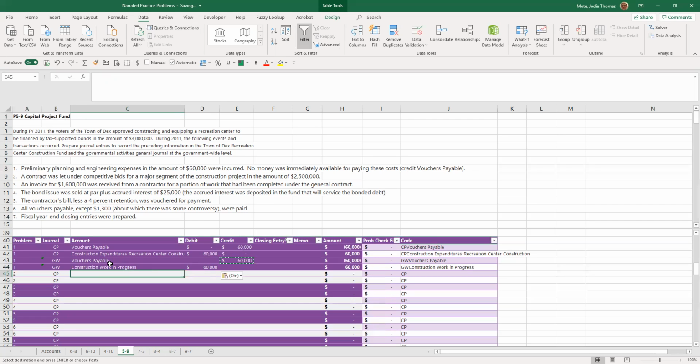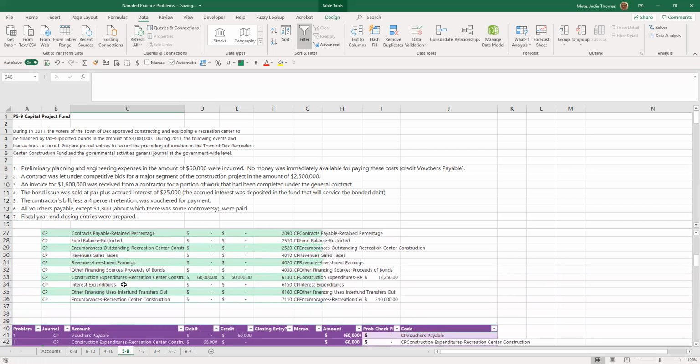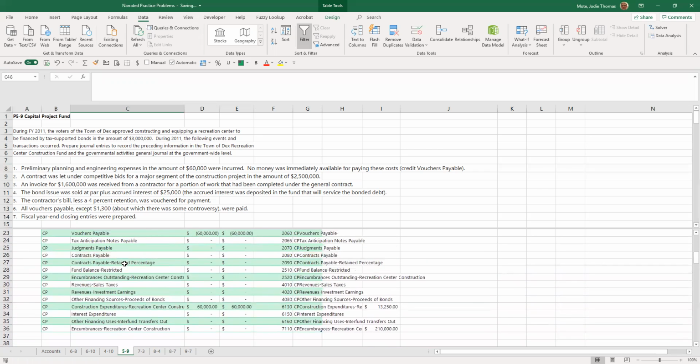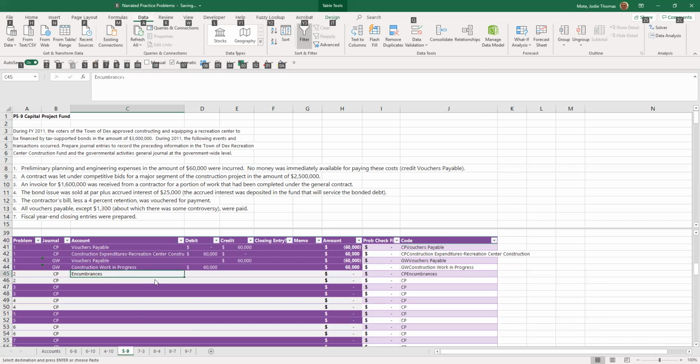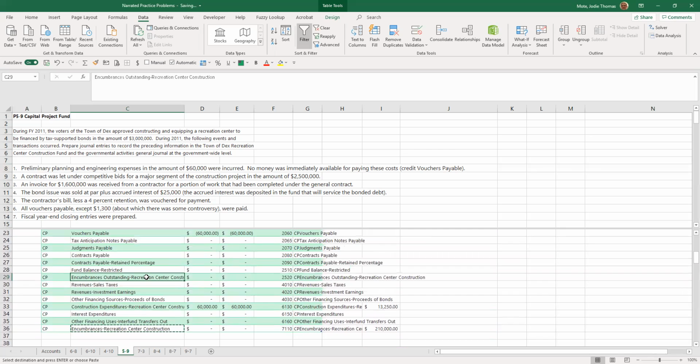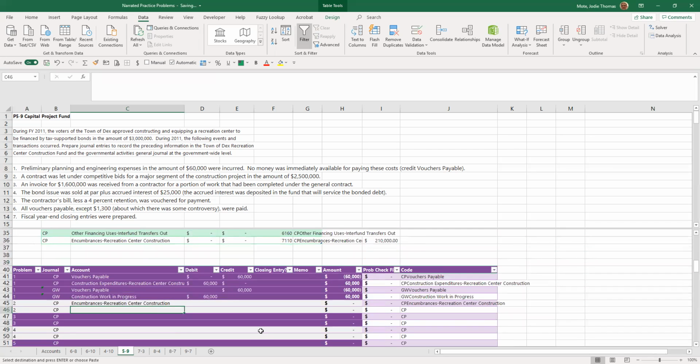Number two, a contract was let under competitive bids for a major segment of the construction project in the amount of $2.5 million. Okay, whenever you see that an order was placed, or a purchase order or a contract was signed, that is your cue that you're talking about recording an encumbrance, like a placeholder in the budget. So when you're recording an encumbrance, you're debiting it, okay? Let's come up here and get our encumbrance account and paste it. And then our encumbrances outstanding account.